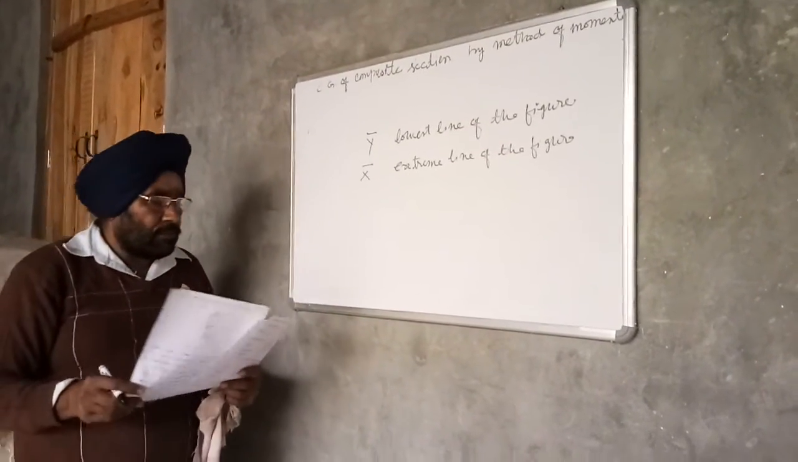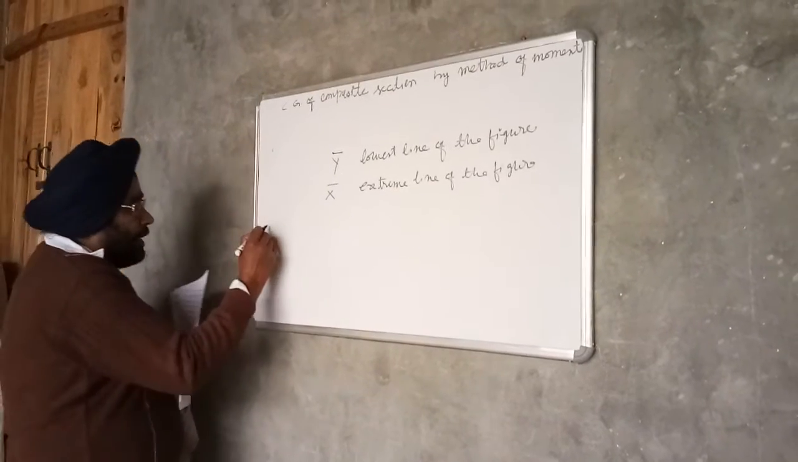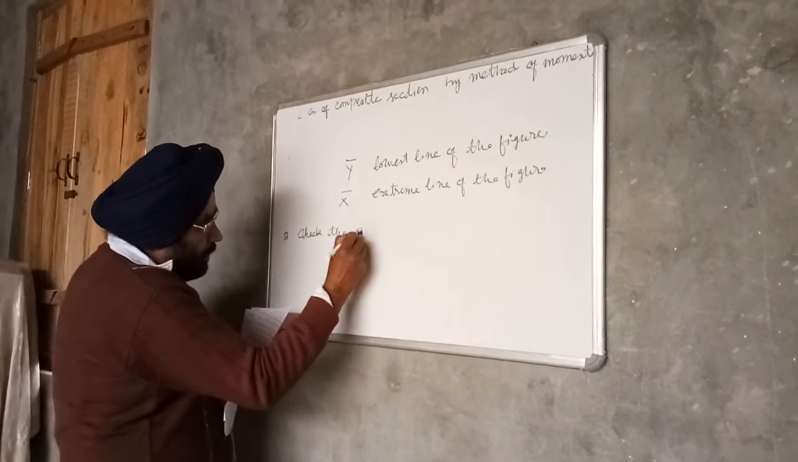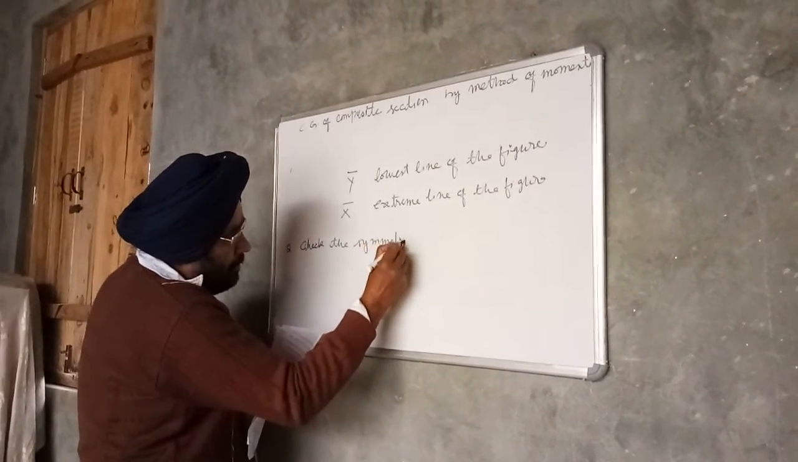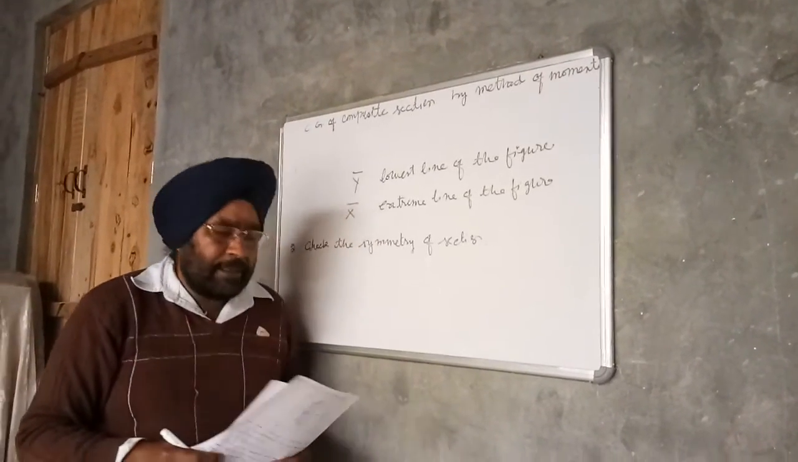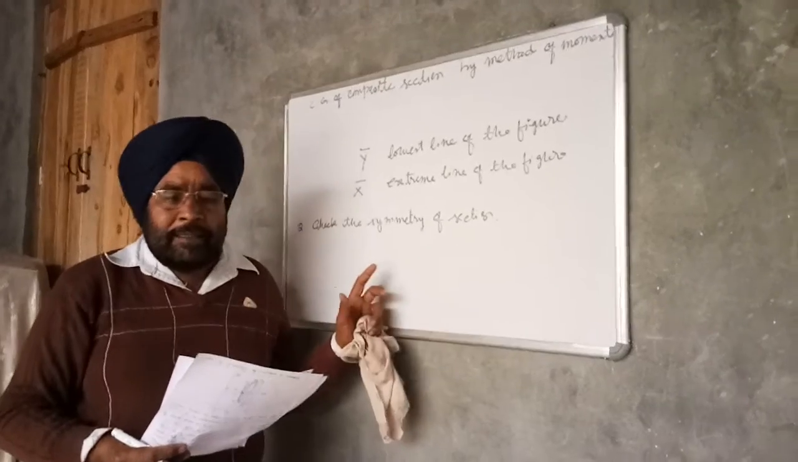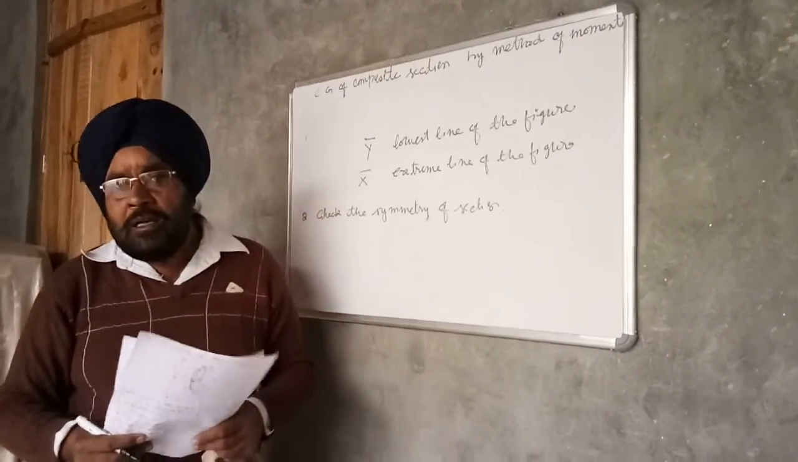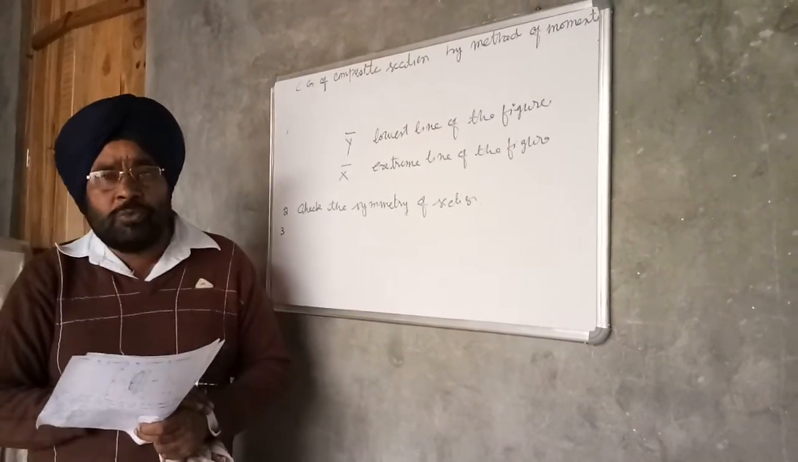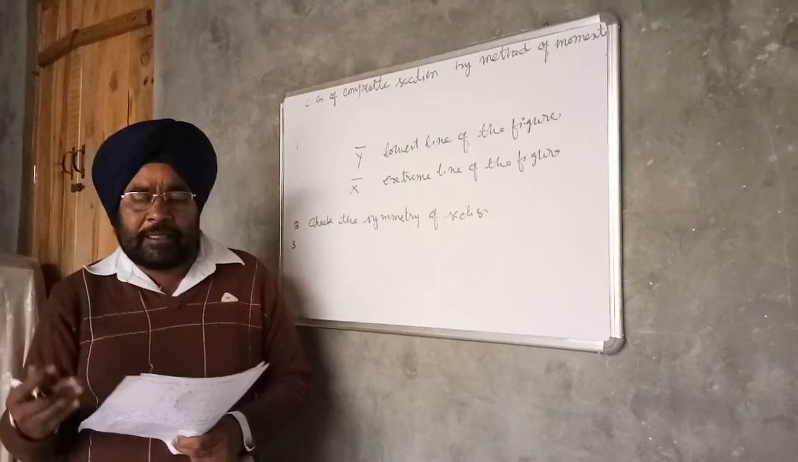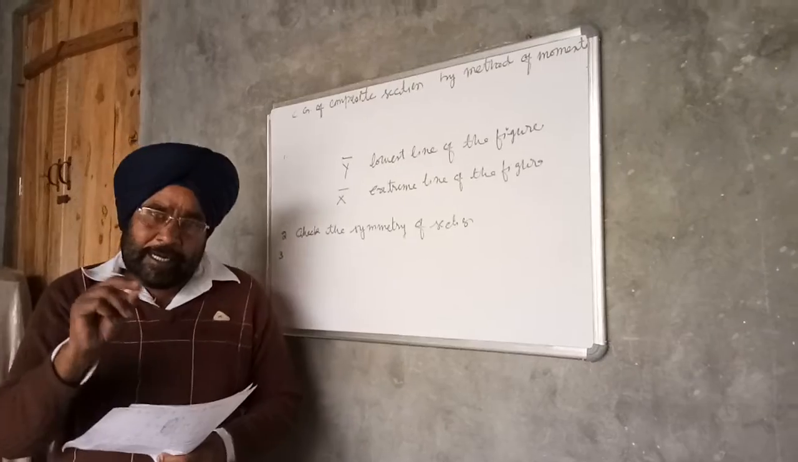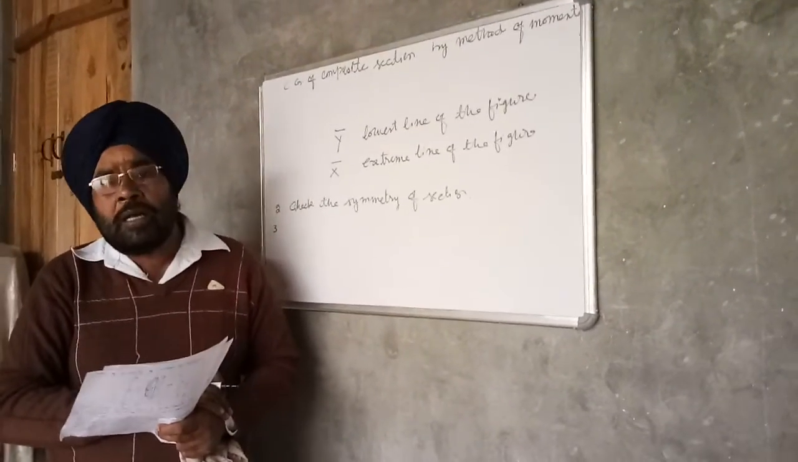Second step is to check the symmetry of the section. If the section is symmetrical about any axis, then the CG of the section will lie on the axis of symmetry. Third, divide the section into convenient parts such as triangles, rectangles, circles, etc., and find the areas of the various parts and the distance of their centroids from the reference axis.